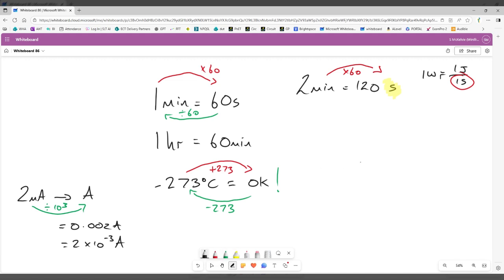So if we were to ask, what is 10 degrees Celsius in Kelvin? Think to yourself, how do I turn degrees Celsius into Kelvin? I add 273. How do I turn the number minus 273 into 0? I add 273. So 10 degrees Celsius, if we add 273, is equal to 283 Kelvin.